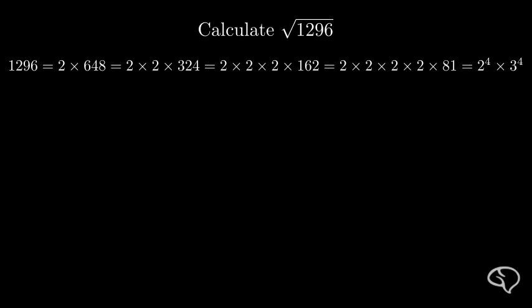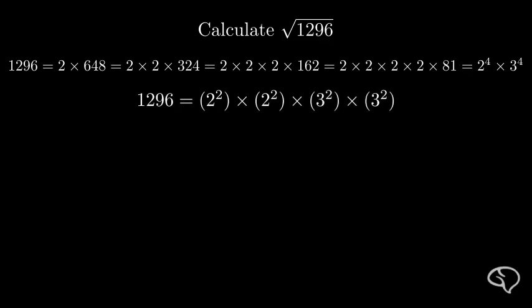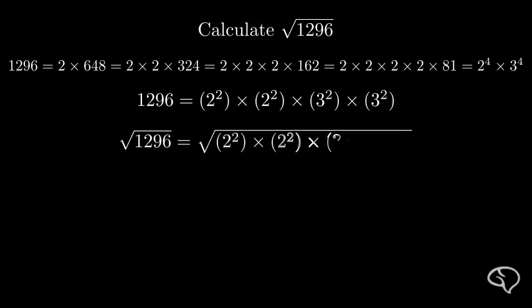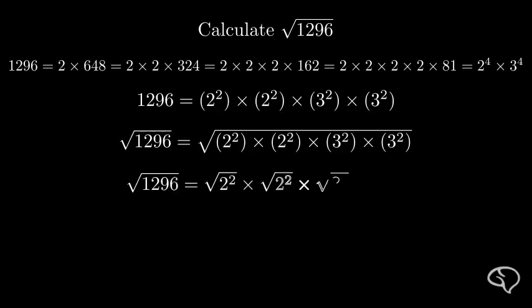Now, we group the factors into pairs. Since the exponents are 4, which is an even number, we can easily form pairs. We can rewrite 2 to the power of 4 as 2 squared times 2 squared, and 3 to the power of 4 as 3 squared times 3 squared. Next, we take the square root of the entire expression. The square root of 1296 is the square root of 2 squared times 2 squared times 3 squared times 3 squared. Using the product property, we can separate this into the product of individual square roots. This becomes the square root of 2 squared times the square root of 2 squared times the square root of 3 squared times the square root of 3 squared.